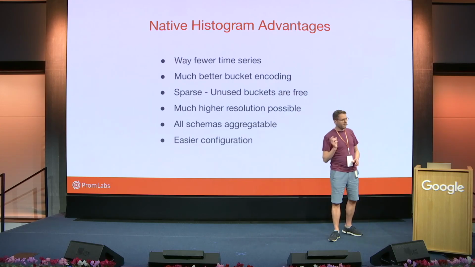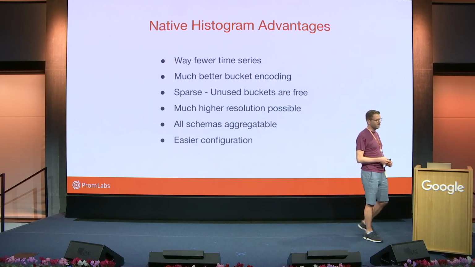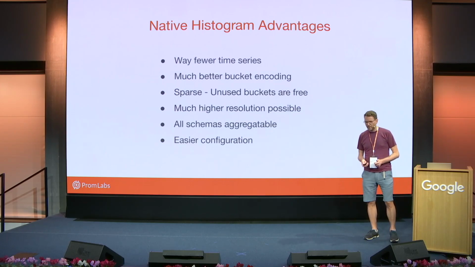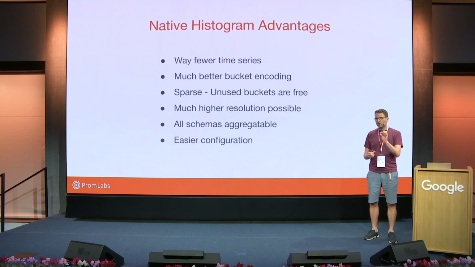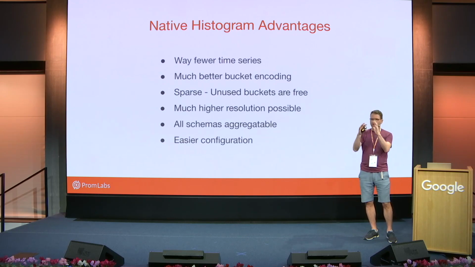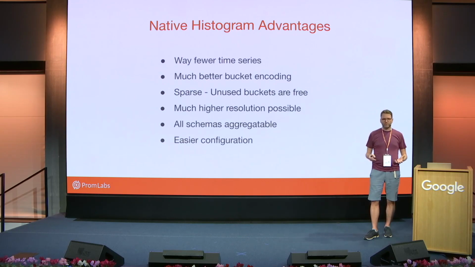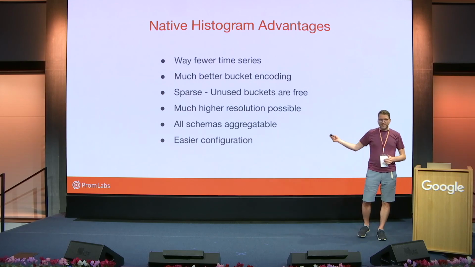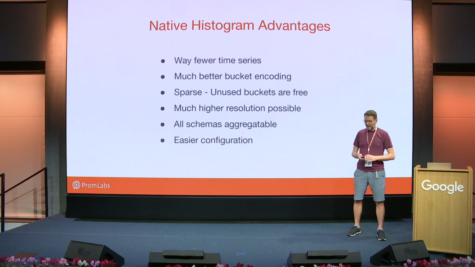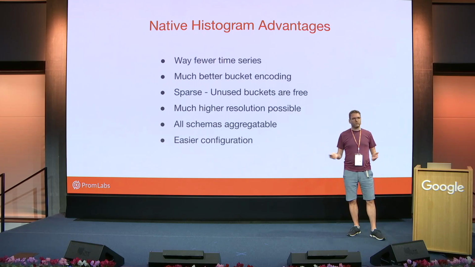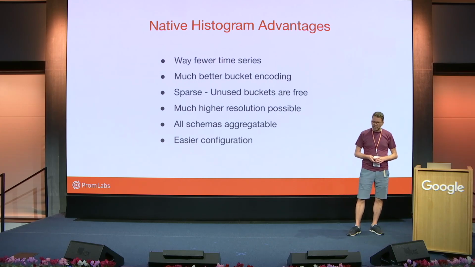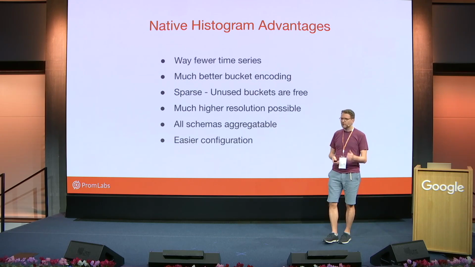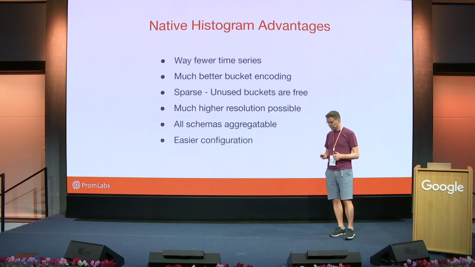So many advantages here. We need to track and index way fewer time series in the TSDB. The actual encoding between subsequent buckets within a single sample value is now also more efficient. There's some delta encoding going on. Again, unused buckets are free because it's a sparse histogram. Thus, you can afford a much higher resolution. You can aggregate all different schemas together. And the only thing you really need to configure is the bucket factor.